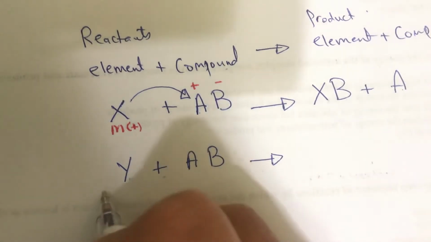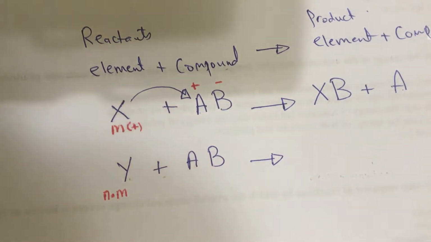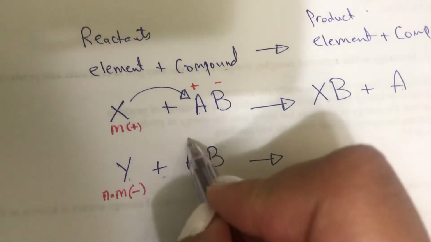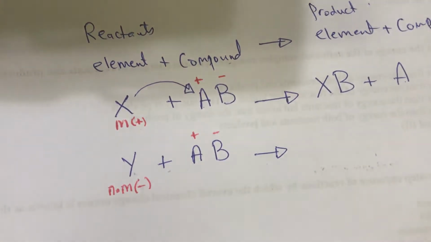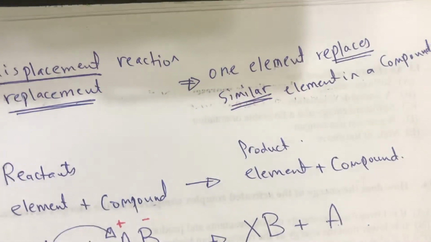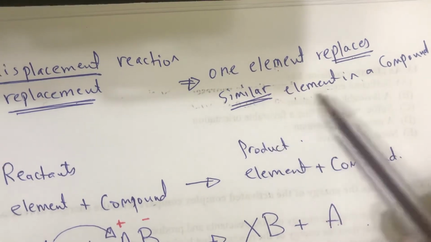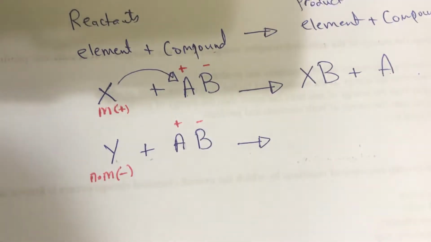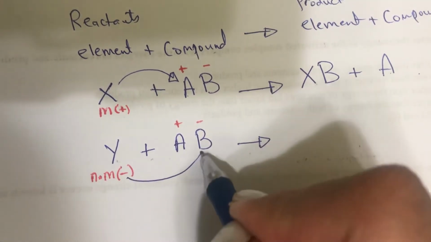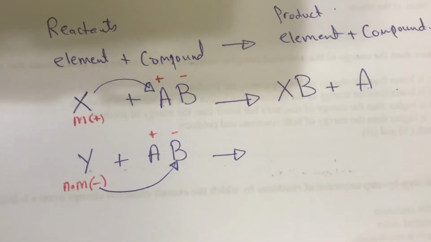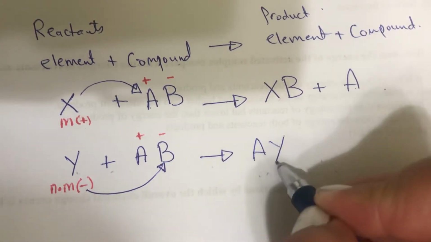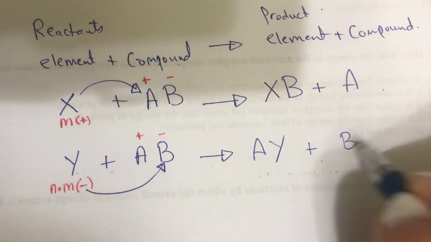Here, for example, if Y is a non-metal that carries a negative charge, and A is positive and B is negative. So the rule is that an element replaces a similar element. A non-metal carries a negative charge, so it replaces the negative charge. So here Y replaces B in the compound. Instead of AB, the products are AY plus B.